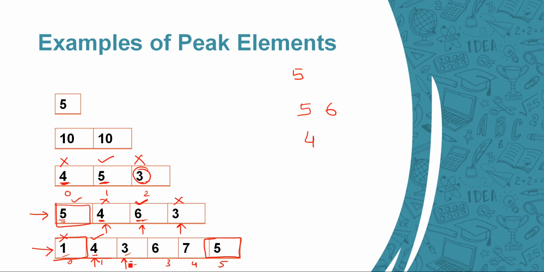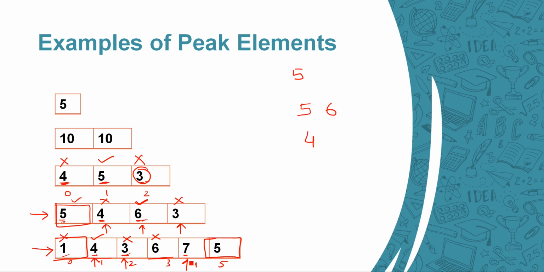Now let's move on to our next element, which is 3. According to the definition it should not be smaller, but 3 is smaller than 4, right? So this is not our peak element. Move on to the next one, 6. 6 is not smaller than 3, but 6 is smaller than 7, right? So one of the conditions doesn't satisfy. It is greater than its left neighbor, but it is less than its right neighbor, right? So this is also not a peak element.